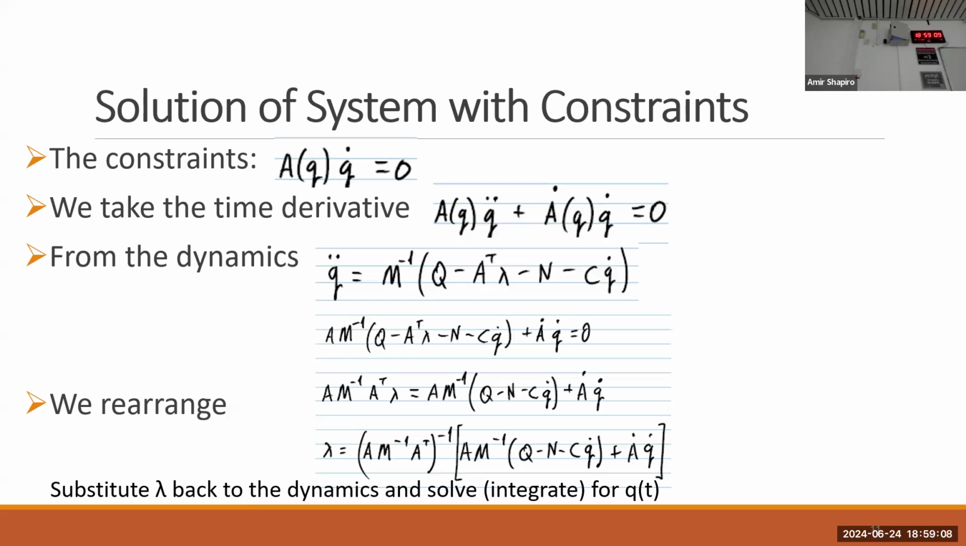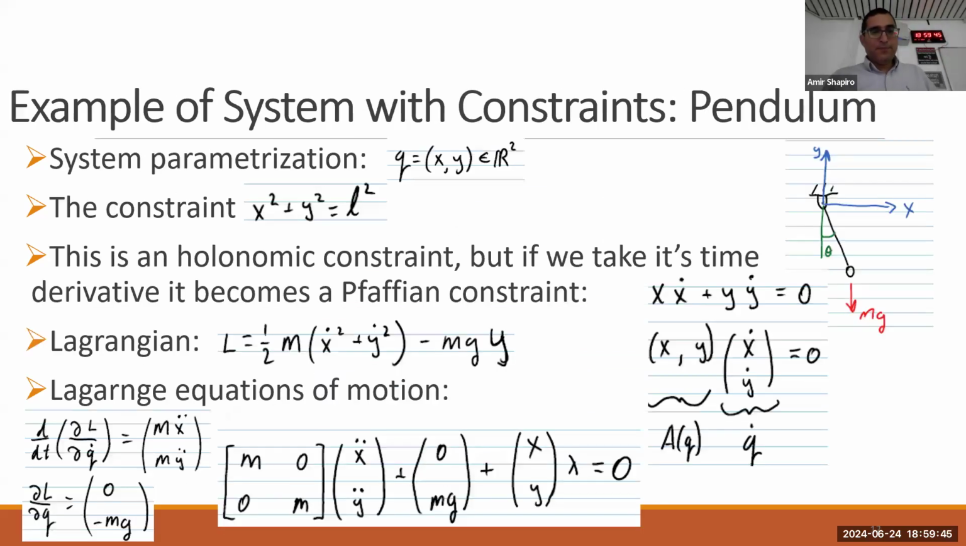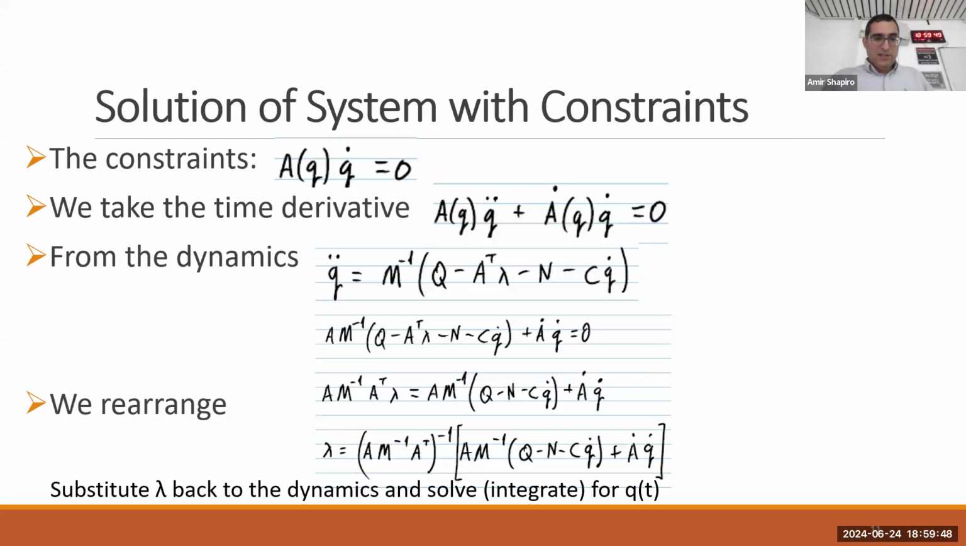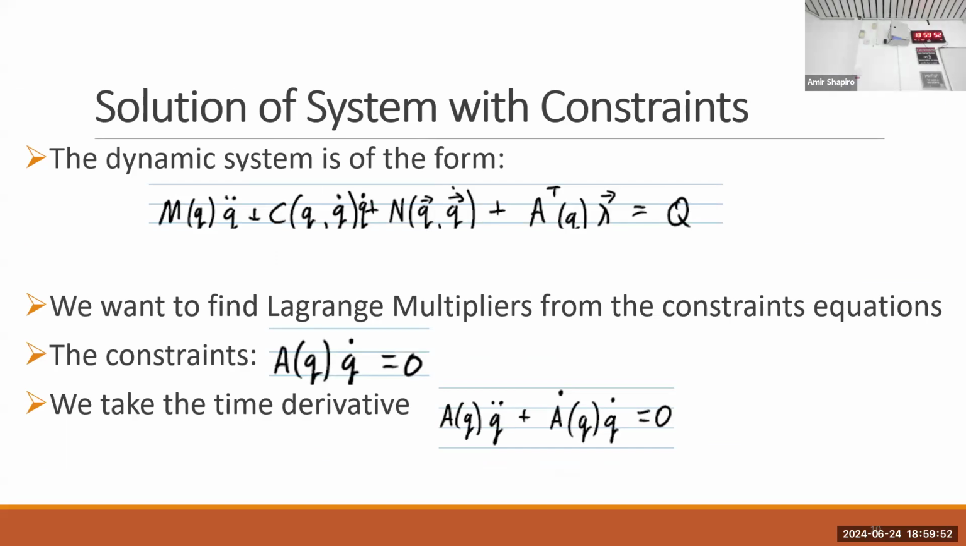And therefore, now I can multiply by A M inverse of M, A transpose, take the inverse of all of this, and multiply on both sides. So this is here, and this goes here, and this is actually what lambda is. This is the magnitude of the constraint forces. And therefore, once we have lambda, we can substitute it back into the dynamical system, and then integrate this and find how it moves.